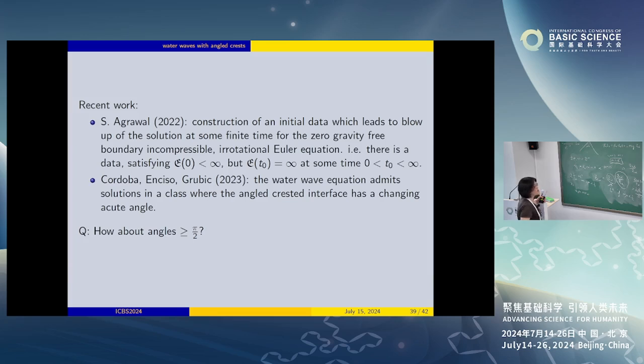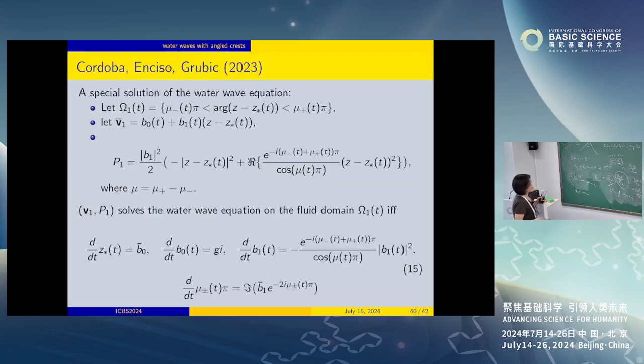But in this work, they require that the interior angle is still less than pi over 2, okay? So a natural question is, how about an angle bigger than pi over 2? Why is there such a less-than-pi-over-2 requirement? So let's take a closer look at their work.